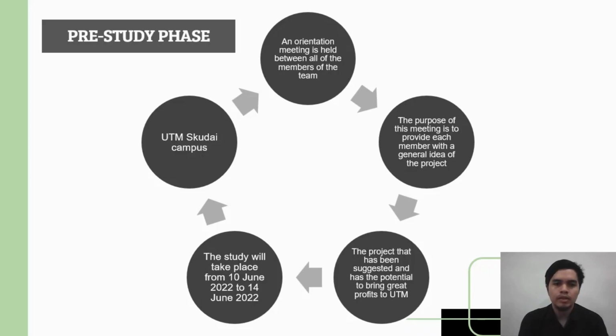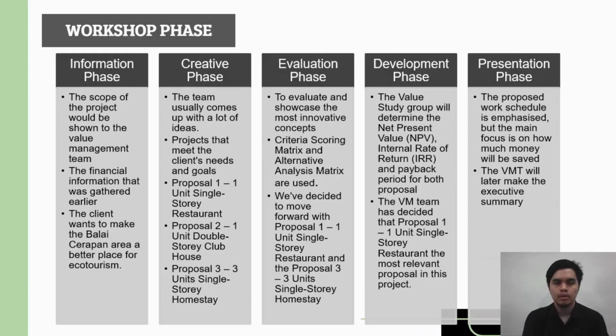The study will take place from 10 June 2022 to 14 June 2022, at the UTM's Bukit campus. Next, the workshop phase. The workshop phase consists of 5 stages. Firstly, the information phase. The scope of the project will be shown to the value management team, along with the financial information that was gathered earlier. The client wants to make the Bukit area a better place for ecotourism.